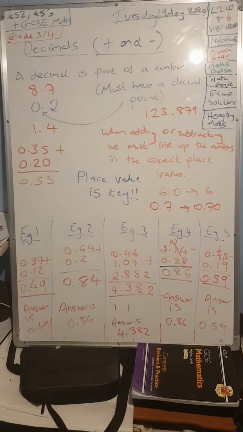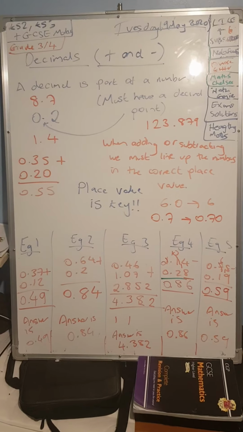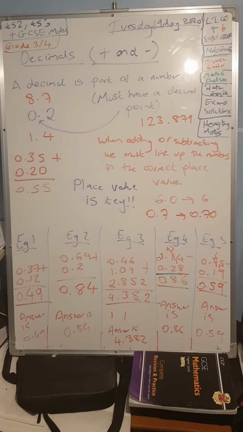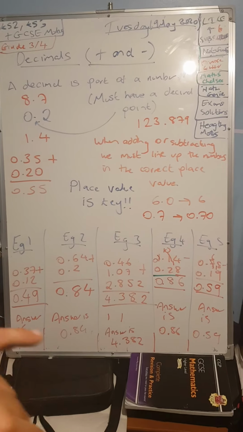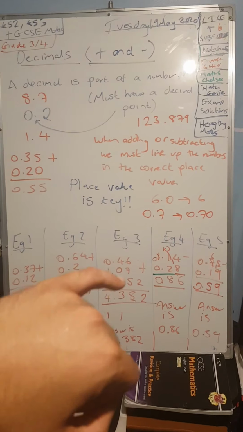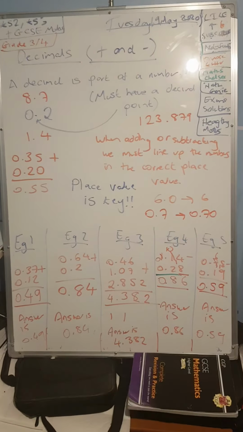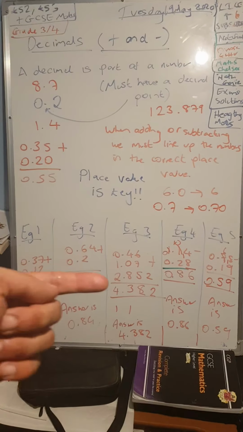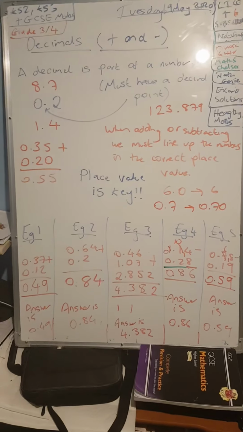So this is how I'll work that out, guys. I hope that was clear, and I hope it made sense. The key point to remember is that if you're taking away and the number is smaller at the top than the bottom, then you take off from the next place. And if you're adding and it's bigger than 10, then you carry the next unit across with it, if that makes sense.